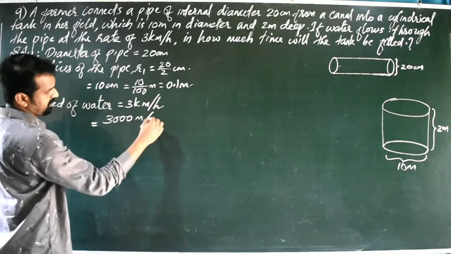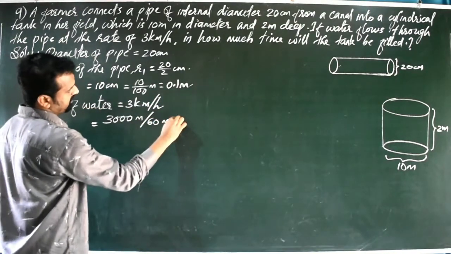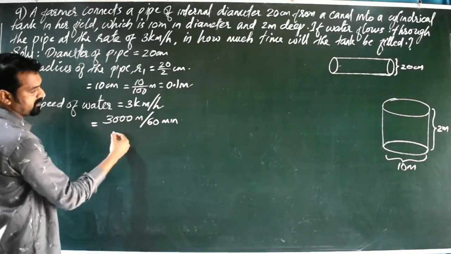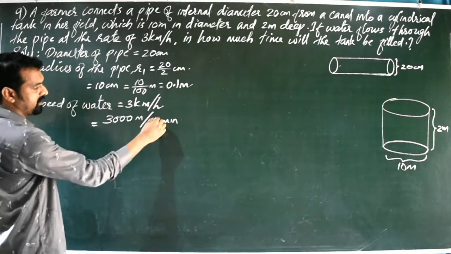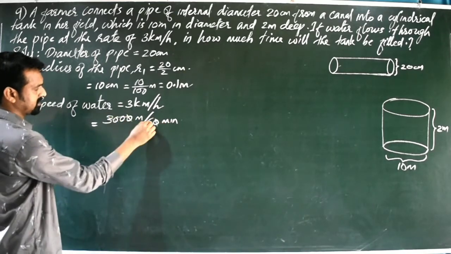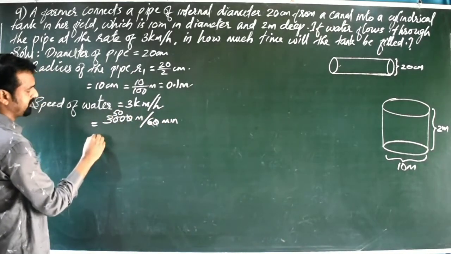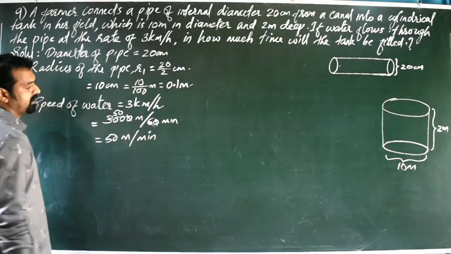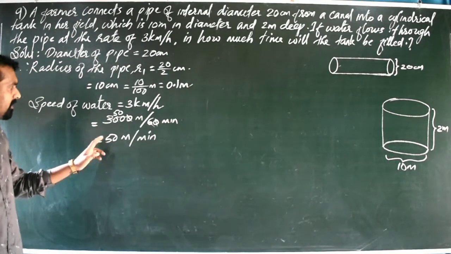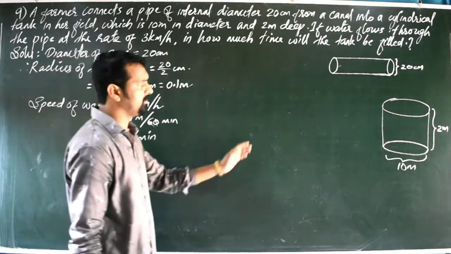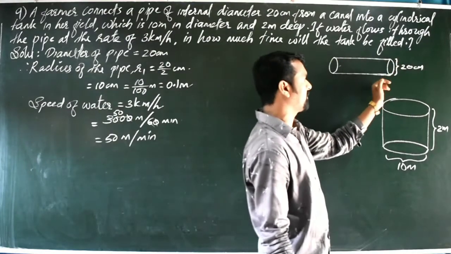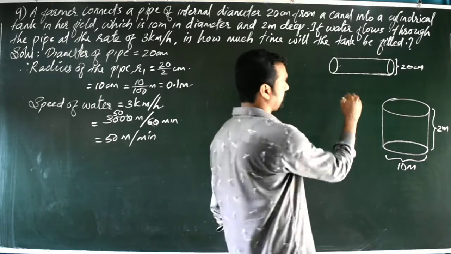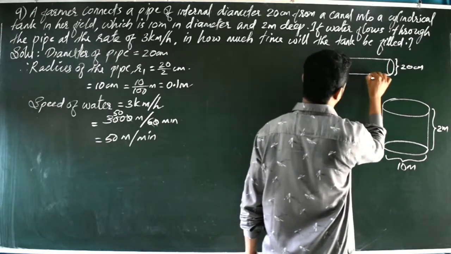Per 1 hour is equal to 60 minute. This one we can cancel. 3000 meter per 60 minute means 3000 meter divided by 60. 0 we can cancel. 6 5s are 30, so it will come 50. That is equal to 50 meter per minute. Remember, water is flowing through the pipe at the rate of 50 meter per minute. That means in 1 minute it will cover 50 meter.